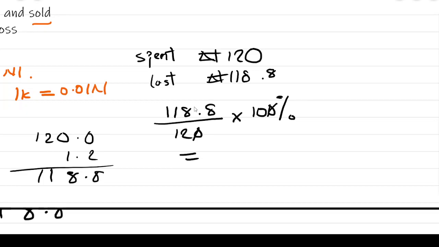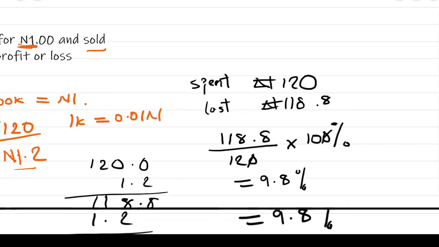So we have 118.8 divided by 120 multiplied by 100. We have 99%, approximately. So that is all for this particular problem. Let's go to the last problem we are going to solve in this video.